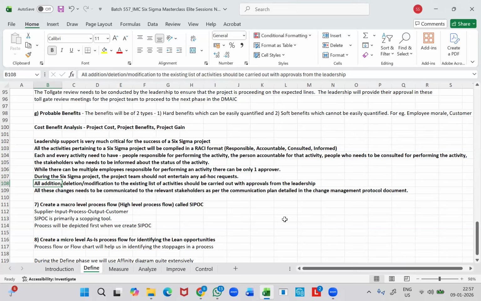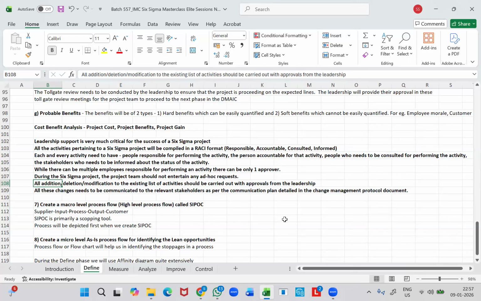So in that document, they would have mentioned how all the changes that are made in the organization need to be communicated to the relevant stakeholders. So first and foremost, for a particular change, who all should be the relevant stakeholders and how that change needs to be communicated to these relevant stakeholders will be clearly written in that change management protocol document.